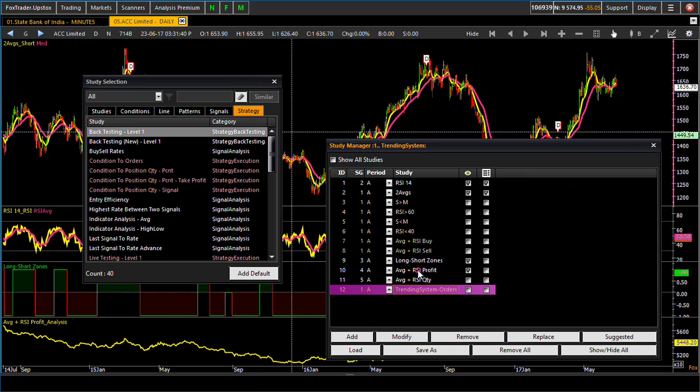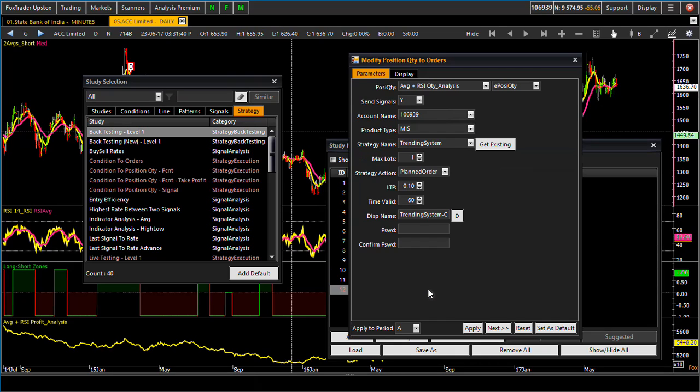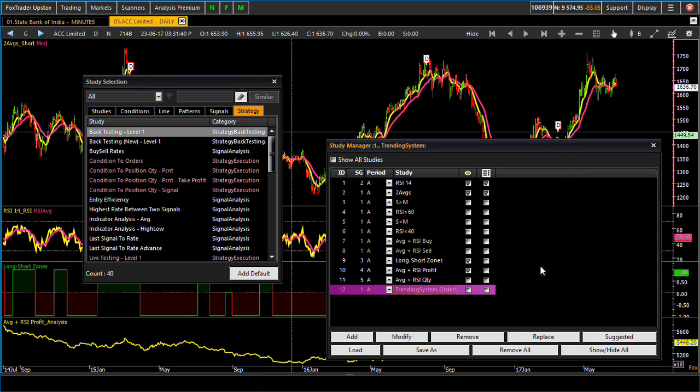Okay, and then if you find the backtesting results to be good, you can finally put it into an order, right? So I have an indicator, position a quantity to orders, which will accept your average plus RSI quantity based on the order value that you have given, and it will automatically fire orders to the account that you have specified out here, right? So again, you can make any system and you can take it forward for execution by using this, right?